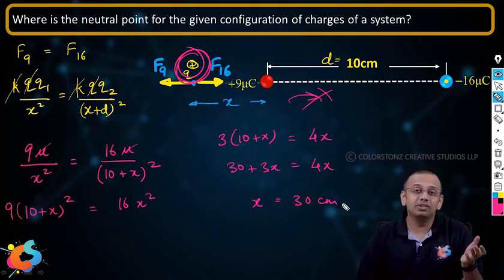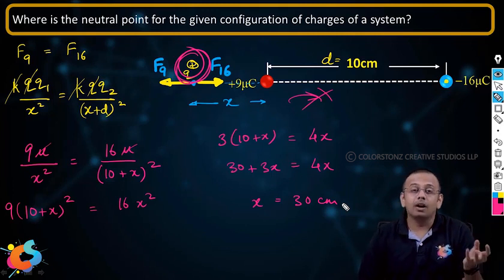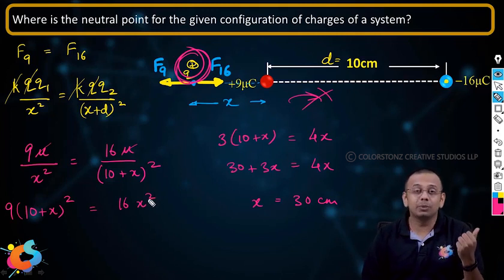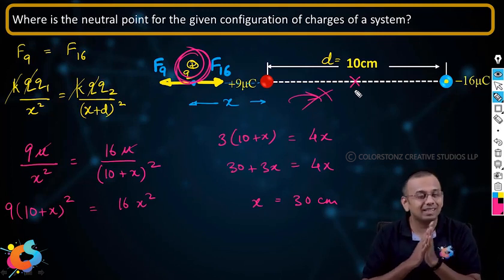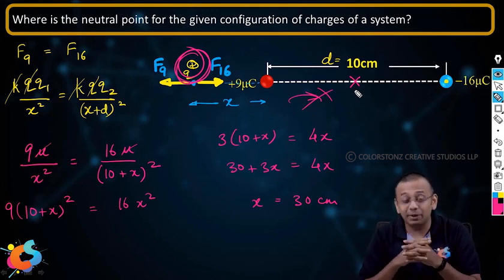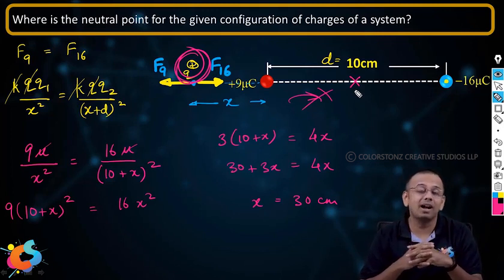There can be several variations of this question. They can ask, if both charges are positive, then where will be the neutral point? In that case, the neutral point will come here. If both are equal, then it will come exactly midway, and so on. You'll see many more such questions in the assignments when you do. I hope this was clear. This is a very common type of question that has been asked previously in competitive exams.